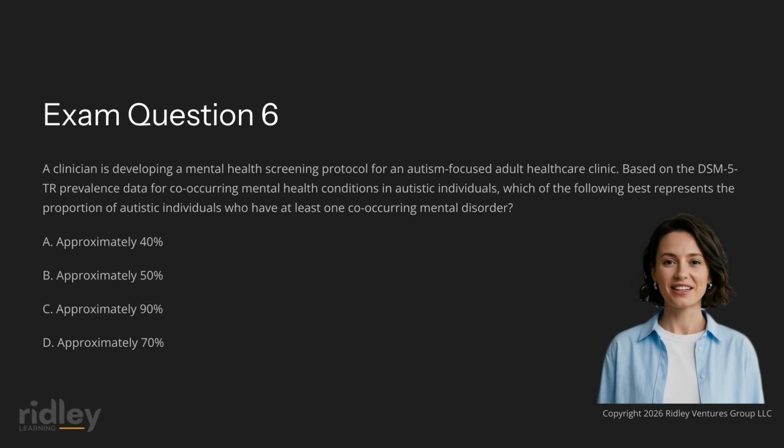Question 6. A clinician is developing a mental health screening protocol for an autism-focused adult healthcare clinic based on the DSM-5-TR prevalence data for co-occurring mental health conditions in autistic individuals. Which of the following best represents the proportion of autistic individuals who have at least one co-occurring mental disorder? The correct answer is D. Approximately 70%. Rationale. The DSM-5-TR states that approximately 70% of autistic individuals have at least one co-occurring mental disorder, and roughly 40% have two or more. This places psychiatric comorbidity at the center of autism clinical care, not the periphery.